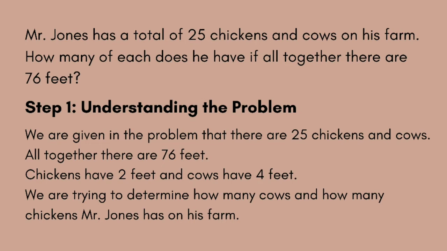For example, Mr. Jones has a total of 25 chickens and cows on his farm. How many of each does he have if altogether there are 76 feet? So the first thing we should do is to understand the problem. We are given in the problem that there are 25 chickens and cows. Altogether, there are 76 feet. Chickens have 2 feet and cows have 4 feet. We are trying to determine how many cows and how many chickens Mr. Jones has on his farm.